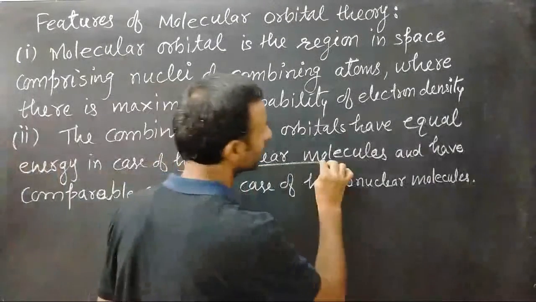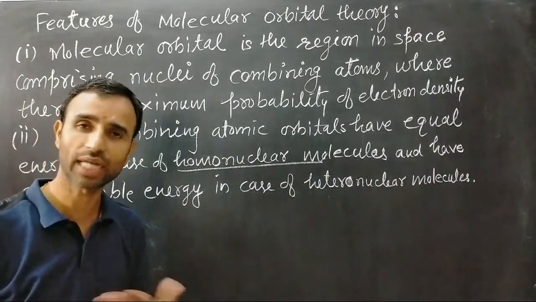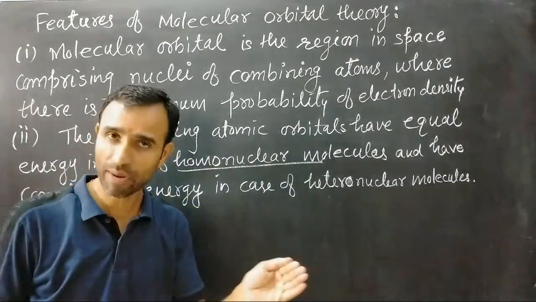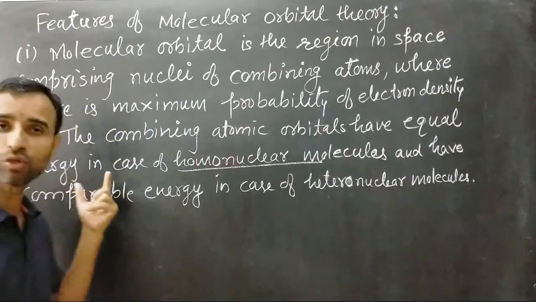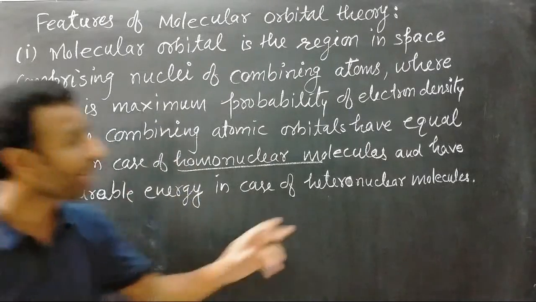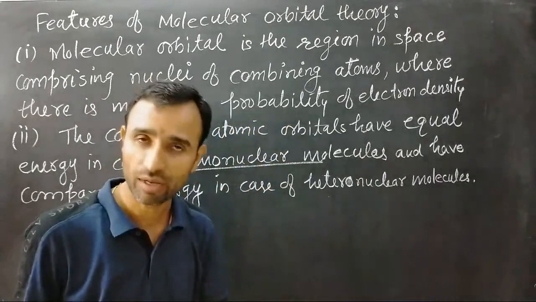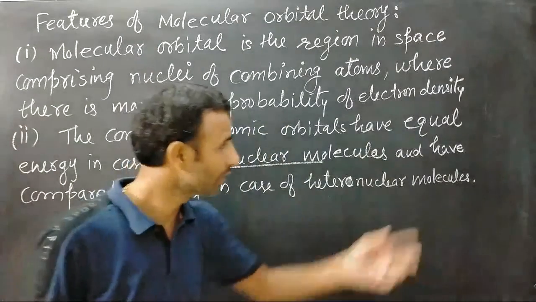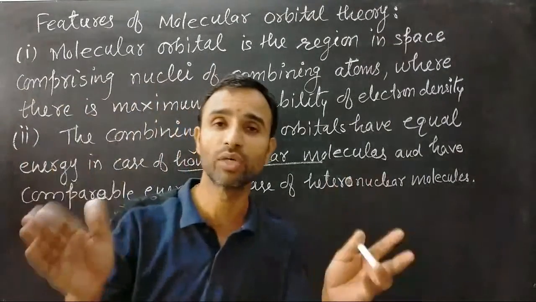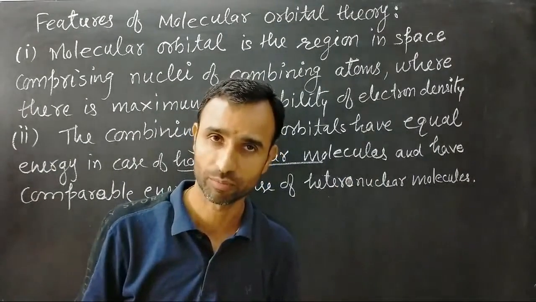Homonuclear means when atoms are same. Homoatomic, diatomic, triatomic, tetraatomic, right? If they are homoatomic, means they have same atoms, then they should have equal energy, all the atomic orbitals which are combining. Okay, and if they are different atoms in the molecule, like HCl, NO, CN, right? Then they have comparable energies. Means there should not be a large difference in energies of the atomic orbitals which are going to combine with each other.